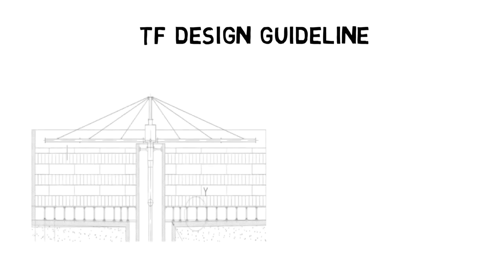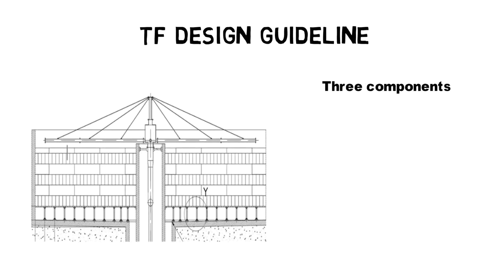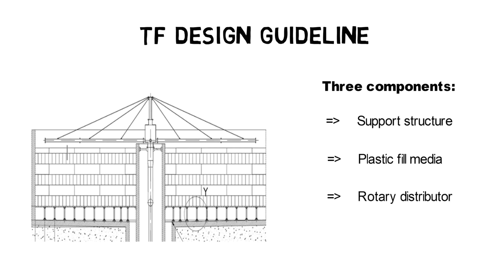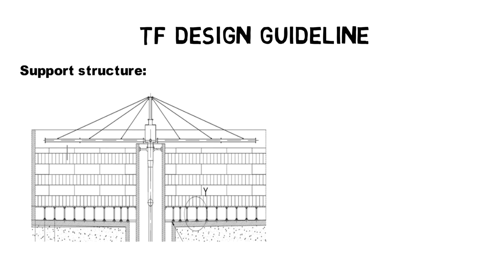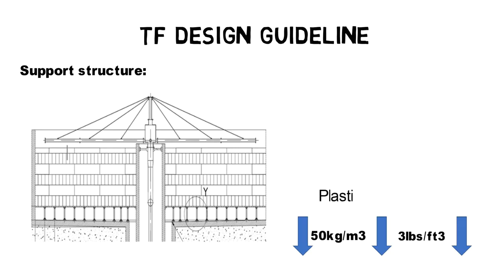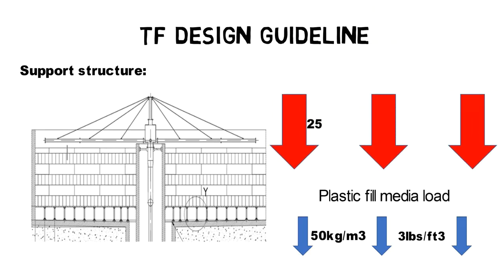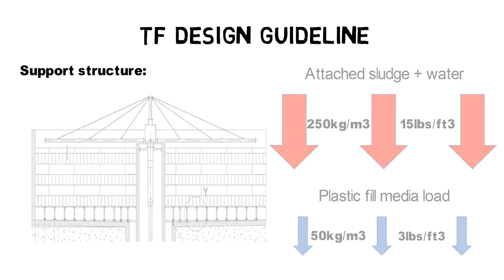For the design of trickling filters, three components are very important: the support structure, plastic fill media layers, and the rotary distributor. The support structure has to withstand high vertical loadings of up to 50 kilograms per cubic meter, 3 pounds per cubic foot of plastic fill media, plus up to 250 kilograms per cubic meter, 15 pounds per cubic foot for attached sludge and water inside the fill media packs.